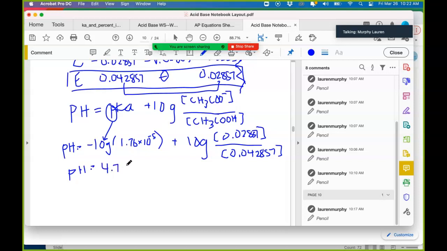And I keep the whole number in my calculator. 4.754, whatever. Plus the log of the other number is like negative 0.176 something. So you divide these and then take the log of it. So if you add them together, you get 4.578-ish.